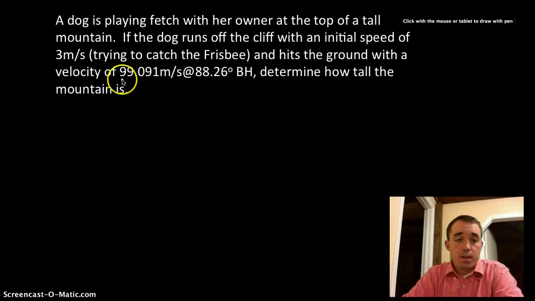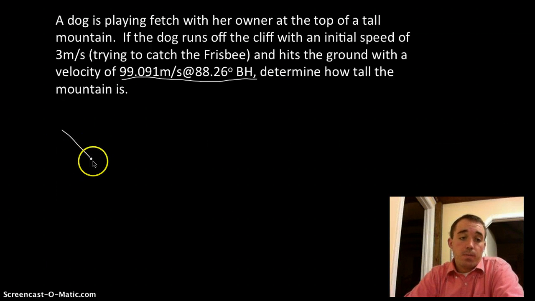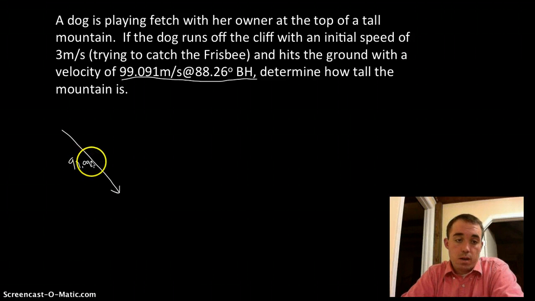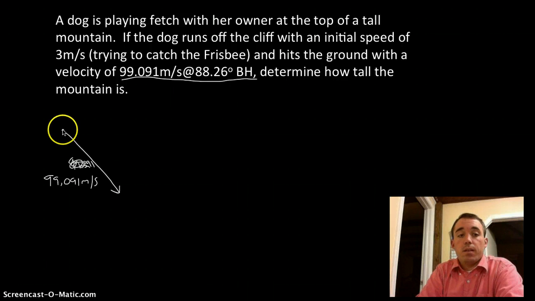What we have to work with is this: the 99.091 at 88 degrees below the horizontal. When you see a number with an angle, that should automatically tell you that that is the hypotenuse of a triangle. 99.091 meters per second. And that angle is this angle. It's always that one right there, 88.26 degrees.